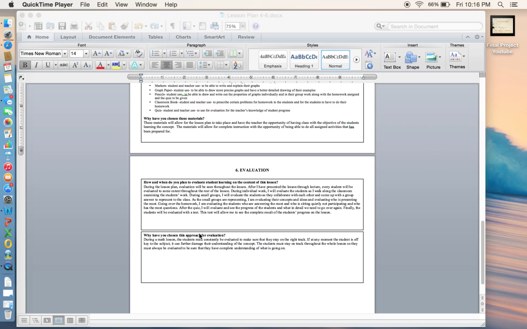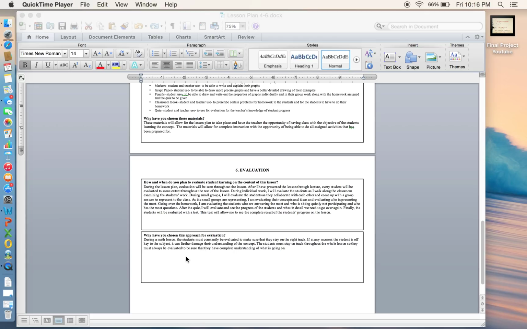And then going over the homework, I'm looking at who's asking the most questions. Maybe they need a little bit more help than the others. So I'm looking at that, and then obviously the quiz. I'm seeing how far they've gotten over what we've done in class and the homework, and then eventually the test will give me the complete result of the students' progress on the lesson. And it says, why have you chosen this approach for evaluation?